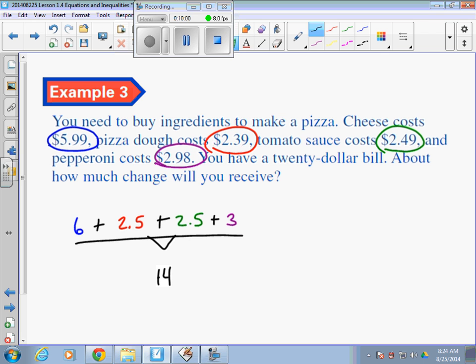So now let's go with the rest of the problem. It says you have a $20 bill. About how much change will you receive? Well, if it costs you $14, everybody in here is smart enough to understand that you're going to take away $14 from that $20. So 20 minus 14 equals the change you're going to receive. We know that we're going to get approximately $6 change based on the ingredients cost.